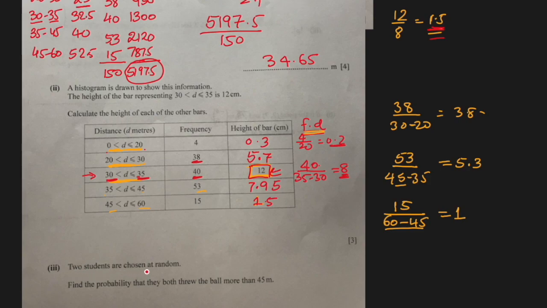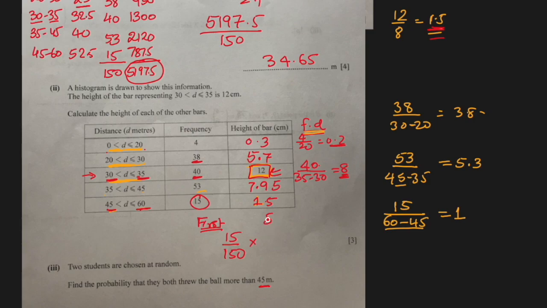Next, two students are chosen at random. What is the probability that they both threw the ball more than 45 meters? So let's talk about the first boy first. Two boys are chosen at random. First, there are total 150 of them, right? So out of 150, how many of them are throwing the ball more than 45 meters? More than 45 meters means that person is among these 15, 45 to 60 meters. So 15 out of 150.